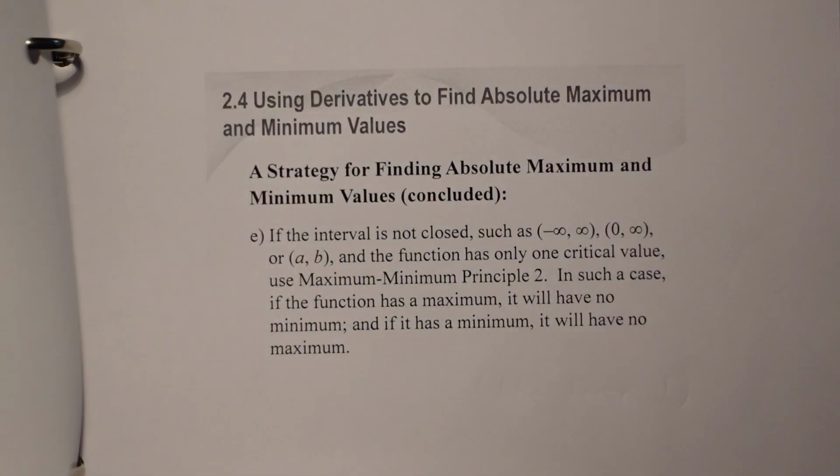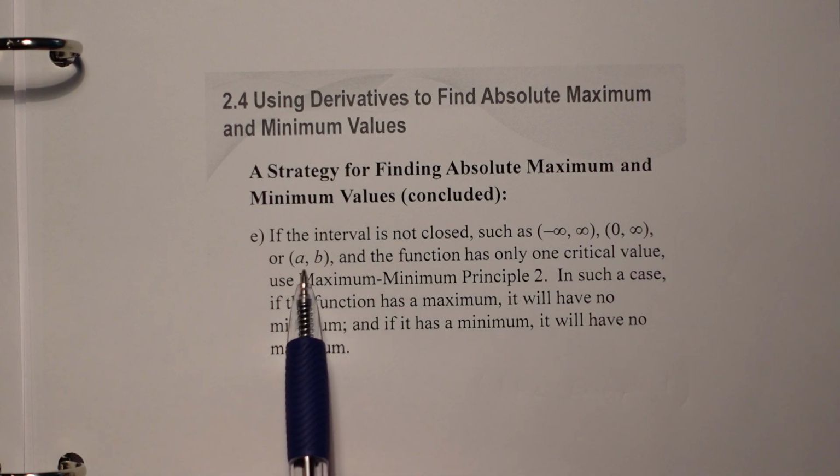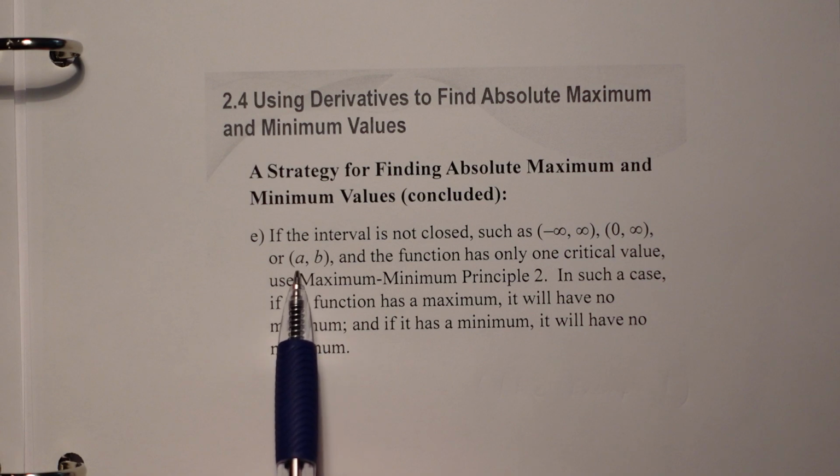Finally, turning over to the top of page 6, if the interval is not closed, such as negative to positive infinity, or an open interval 0 to infinity, or an open interval a to b, like 0 to 10, but it's open on both ends, and the function has only one critical value, use maximum minimum principle 2. In such a case, if the function has a maximum, it will have no minimum, and if it has a minimum, it will have no maximum.